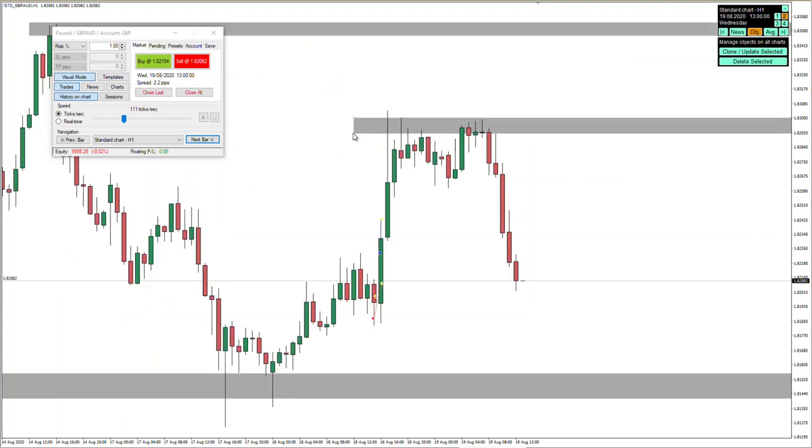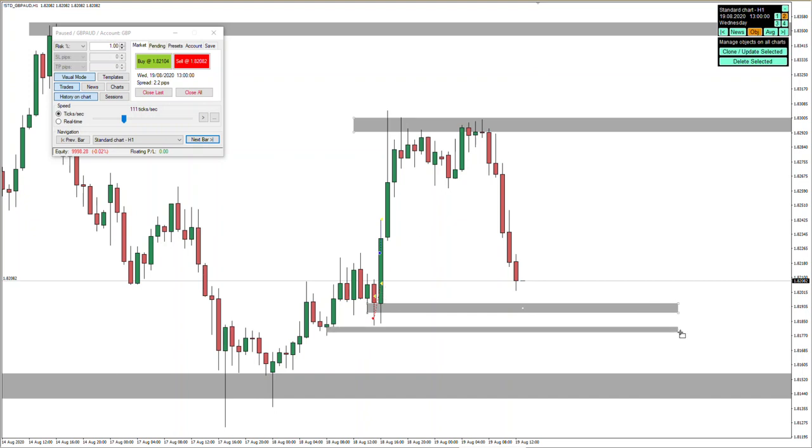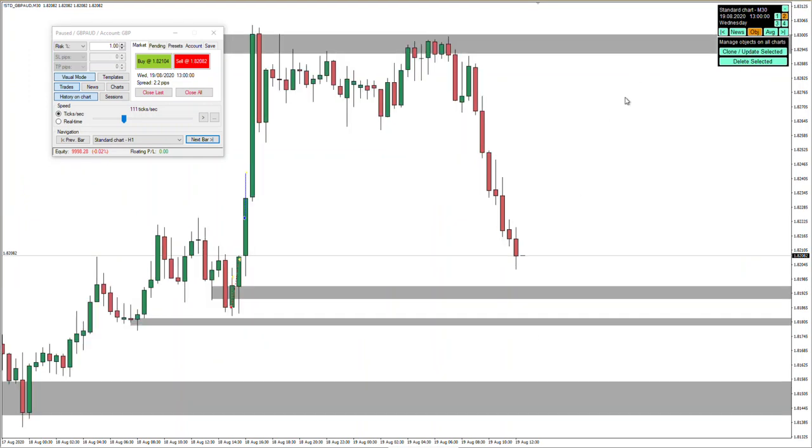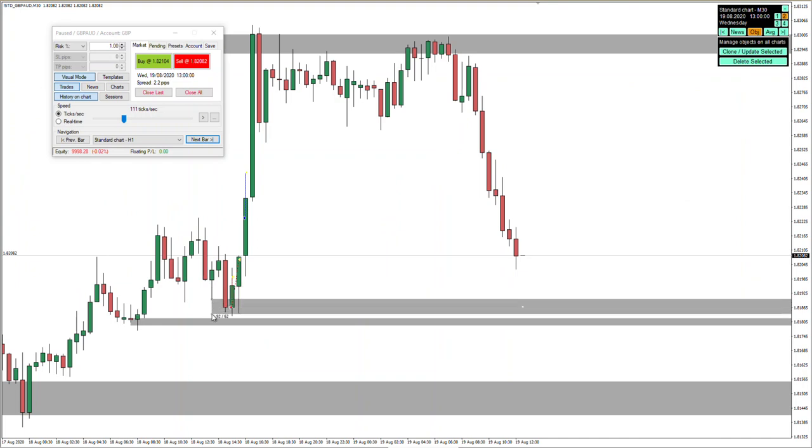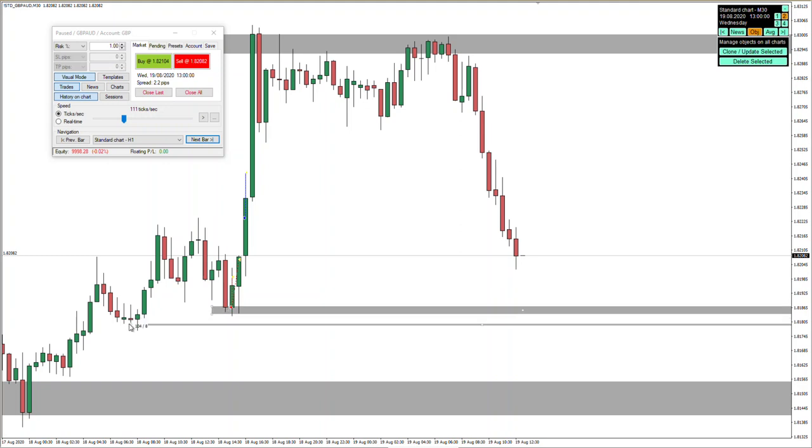Okay, let's make this a little bit like that, and let me add support here. We also got a little support there. Okay, let's clone this to the M30. I have to move the support like this, and I want this one like that. Beautiful.